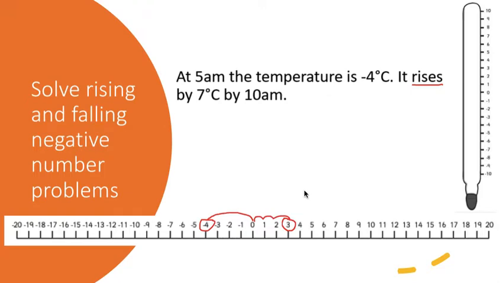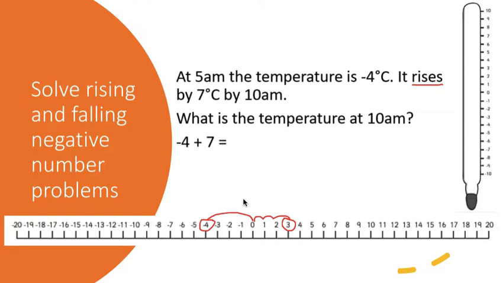will be 3 degrees C. What is the temperature at 10 a.m? Well, minus 4, we're rising, so we're going up, we're adding on, minus 4 plus 7, and our answer is 3 degrees C.